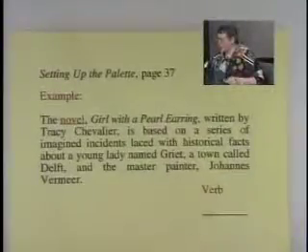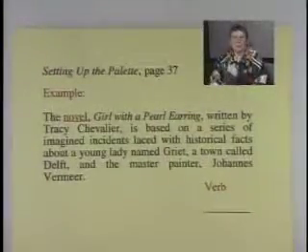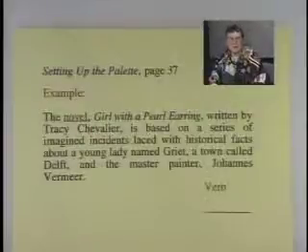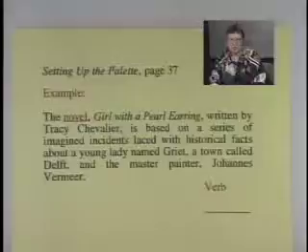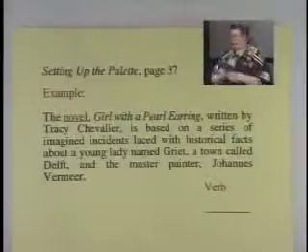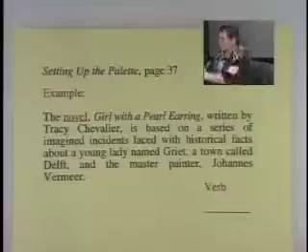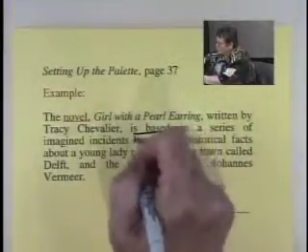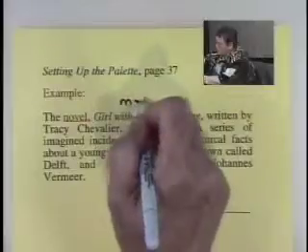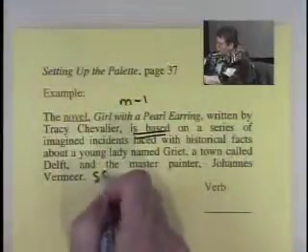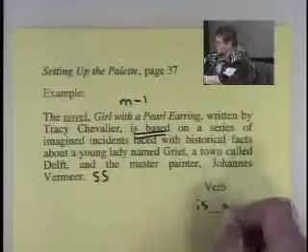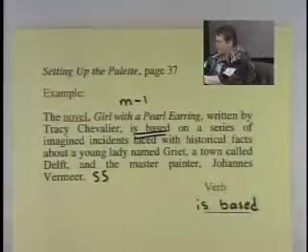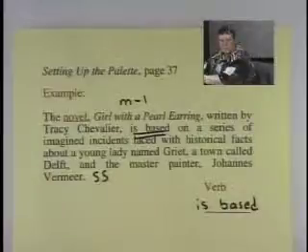So we had a look at the sample that was in the book. We had a look at this actually on the last lecture. The novel, Girl with a Pearl Earring, written by Tracy Chevalier, is based on a series of imagined incidents laced with historical facts about a young lady named Greet, a town called Delft, and the master painter Johannes Vermeer. And this was in the book. It was already marked for us. We said the subject word was novel, and the verb was is based, so 2 lines would go under that. I'd make a note that you were looking at a main clause, that you were looking at a simple sentence, and then take that extra step and write is based out in the blank provided. You're reinforcing that you're looking at a verb.